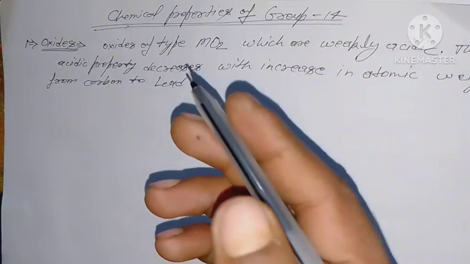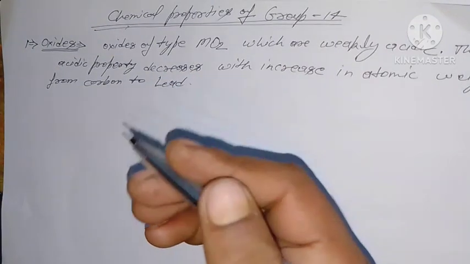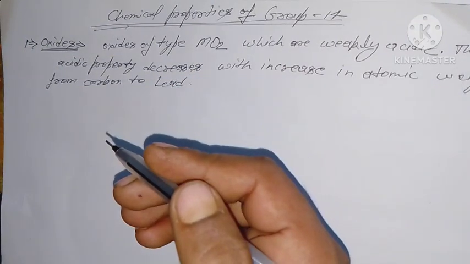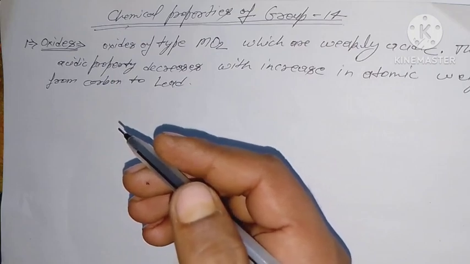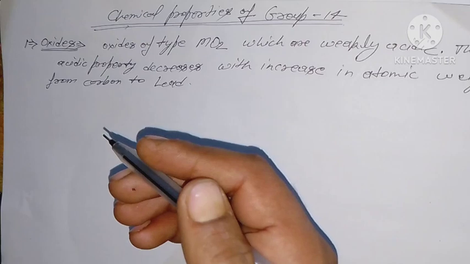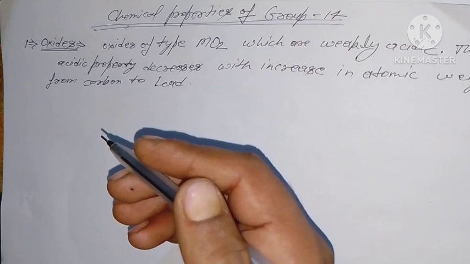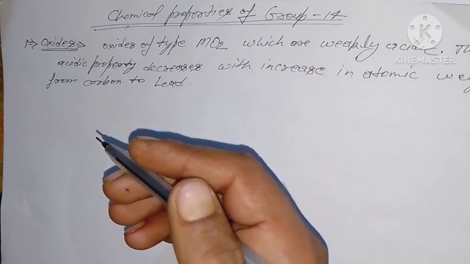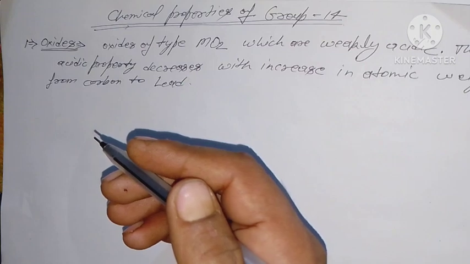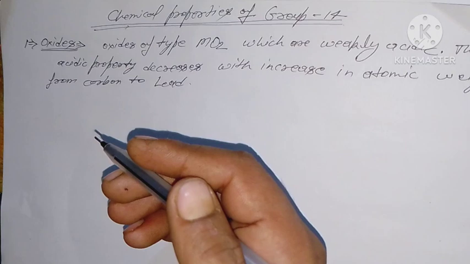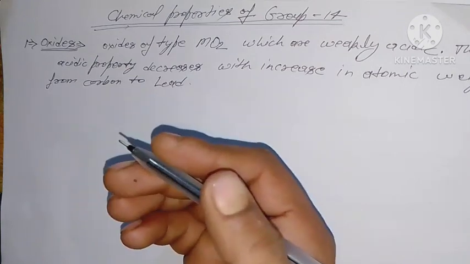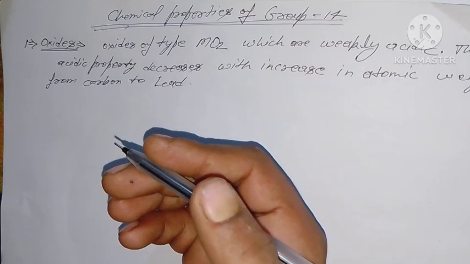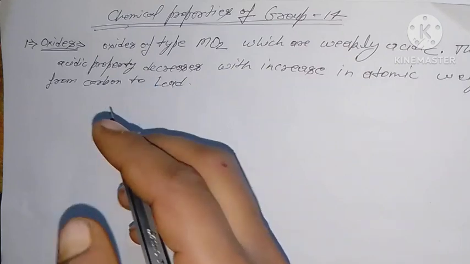Carbon dioxide and silicon dioxide are acidic, and germanium dioxide is less acidic, while tin oxide and lead oxide are amphoteric in nature. All these metal dioxides dissolve in bases, giving carbonates, silicates, germanates, stannates, and plumbates.